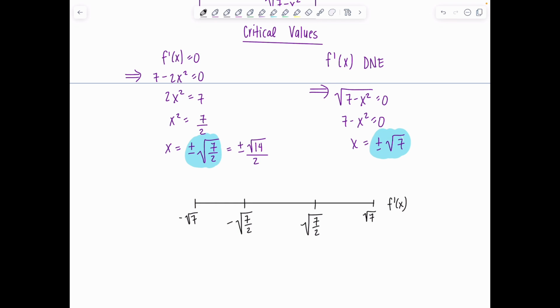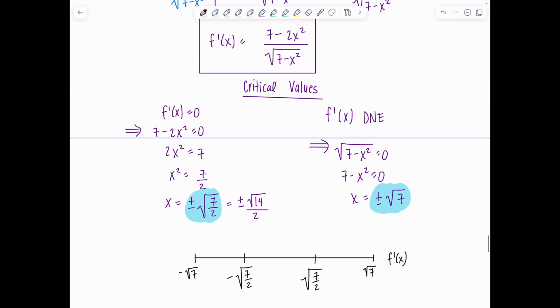So here we go. We're going to test all of these in the first derivative. Now don't get freaked out. You should know 7 halves is 3.5, right? So can you think of a number between negative square root of 3.5 and negative square root of 7 that you would like to test? How about negative 2? Because negative square root of 4 is over here, right? Yes. So negative 2. The denominator is always positive because you have a radical. So this is positive always.